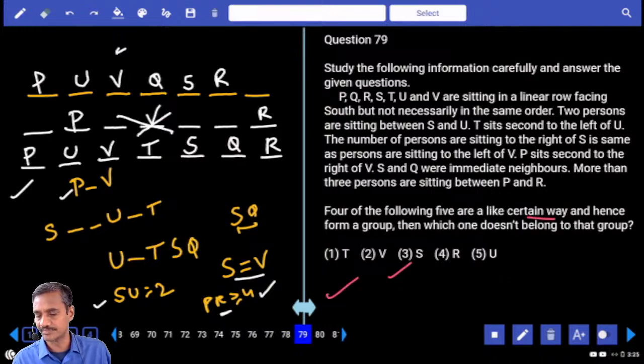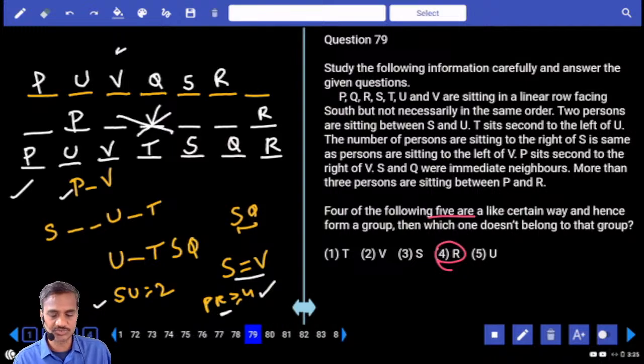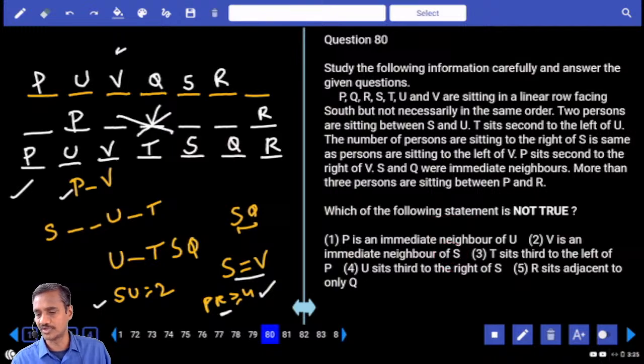And 79: 4 out of the following, T V S R and U, except R, the remaining persons are at the center of this row, R is at the corner. That is 79, choice 4. Then the 80th: which of the following statements is not true? P is an immediate neighbor of U, that is true. And V is an immediate neighbor of S, that is not true. Choice 2, question number 80.